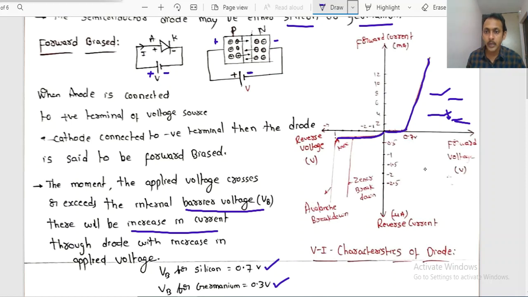Right? So here, you can observe the current units are in milliamps. On the x-axis we have taken the forward bias voltage in volts. On the negative x-axis we have taken the reverse bias voltage. On the negative y-axis we have taken the reverse current. If you observe, the reverse current units are in microamps, whereas the forward bias current is in milliamps, right?